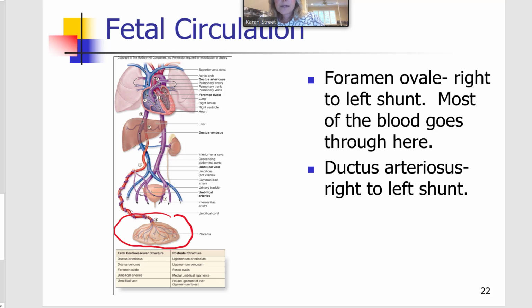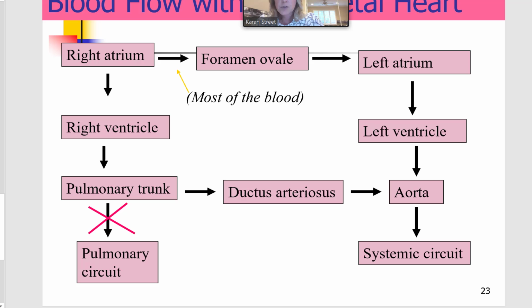So here is that flow chart of all those fetal structures and what they are shunting the blood around. Again, most of the blood entering the right atrium does not go into the right ventricle in the fetus. It goes through the hole in between the atrial wall called the foramen ovale. It turns into the fossa ovalis.